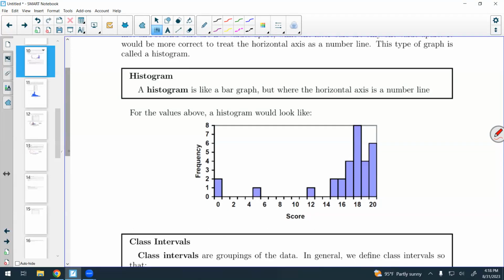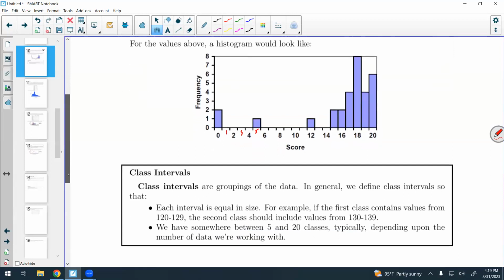Histogram is like a bar graph, but where the horizontal axis is a number line. So you see we have 0, 1, 2, 3. Every number is accounted for. Then we have the frequencies. And notice they're touching. In a bar graph, or bar chart, they don't touch. Now, this is fine when I don't have a whole lot of different data points or a very wide spread.